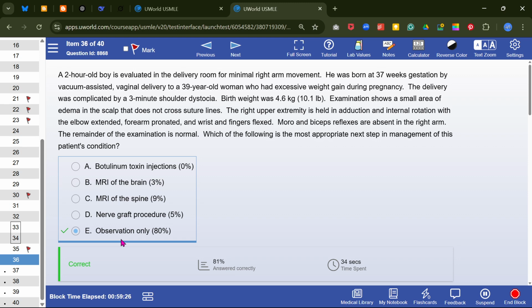Is it abduction or Erb's palsy? The arm is pronated, the wrist and fingers are flexed.